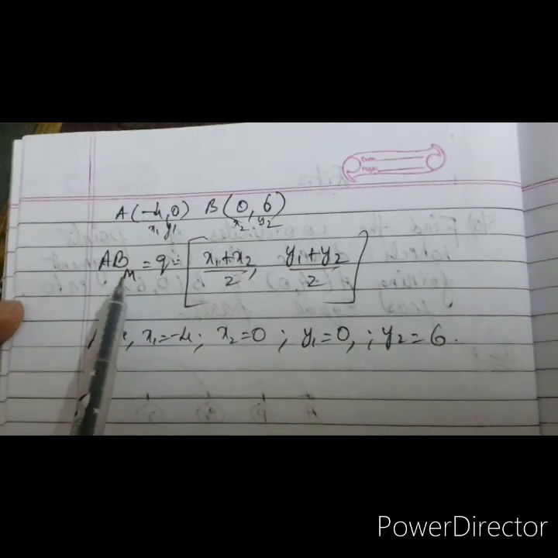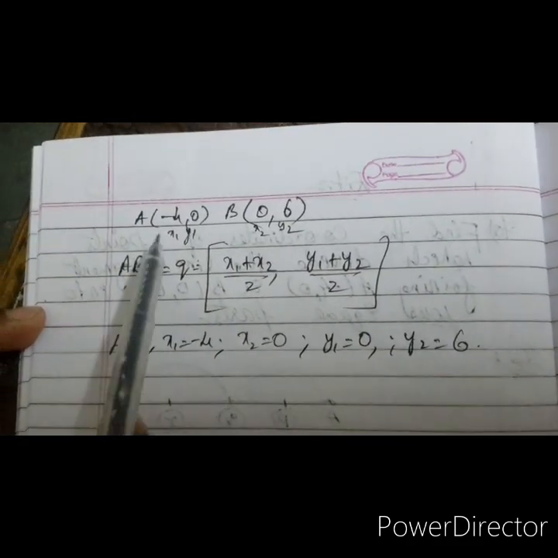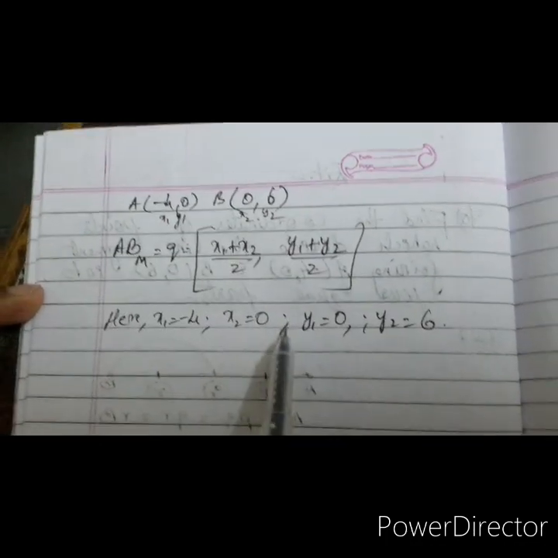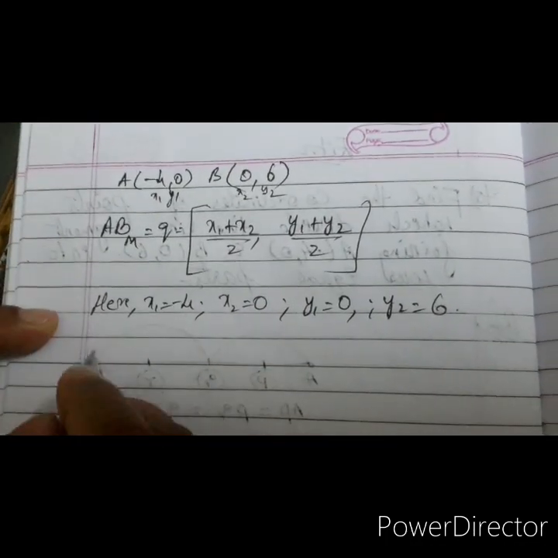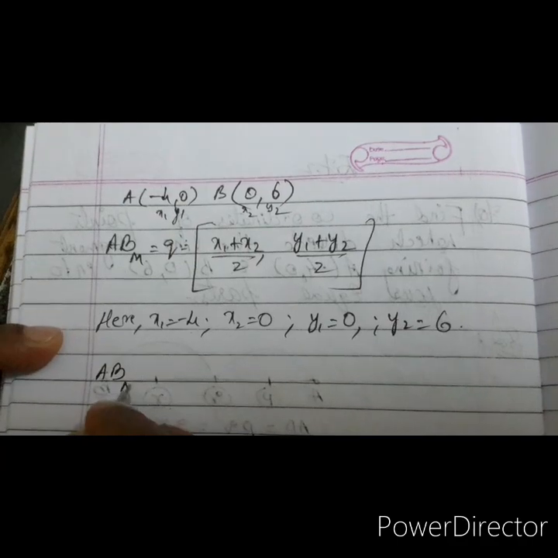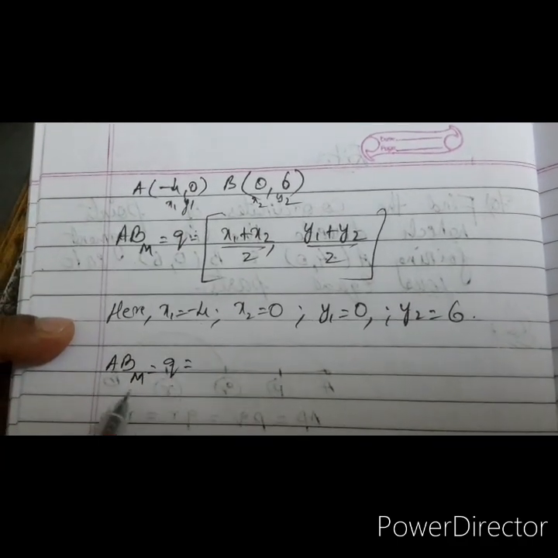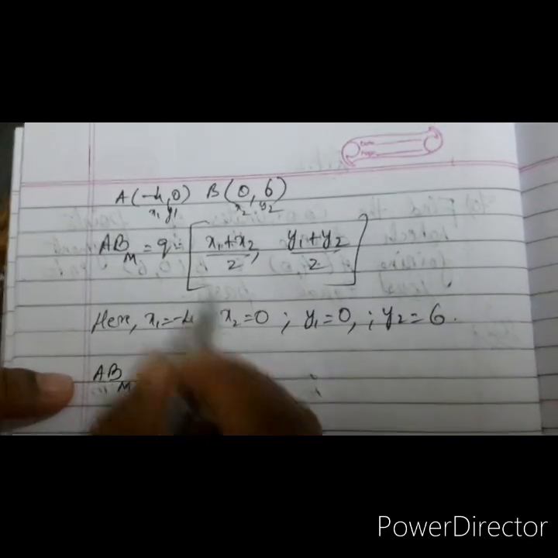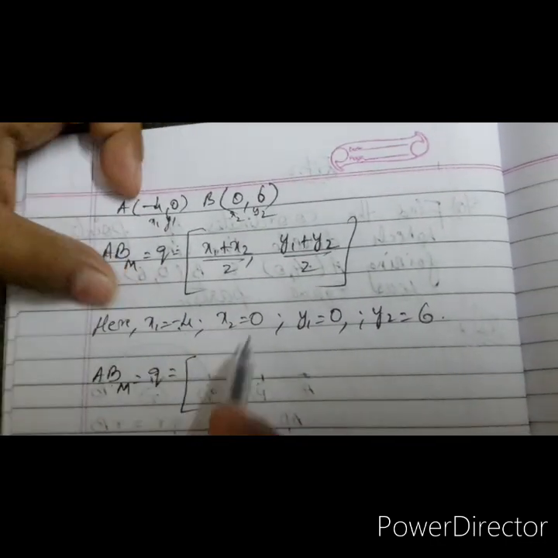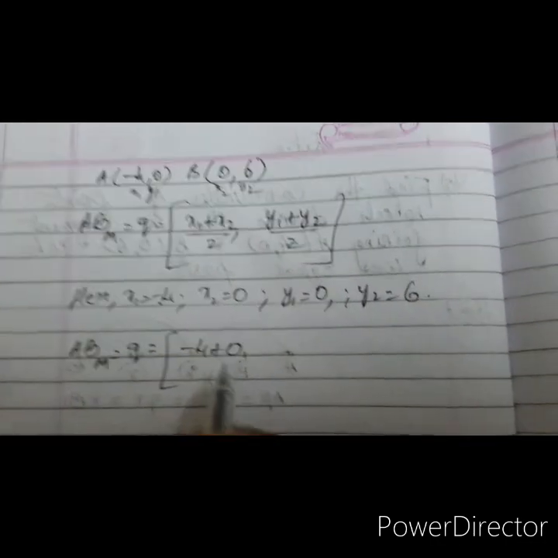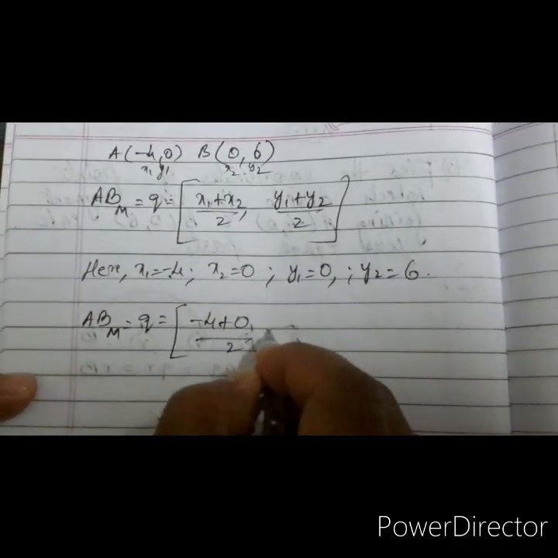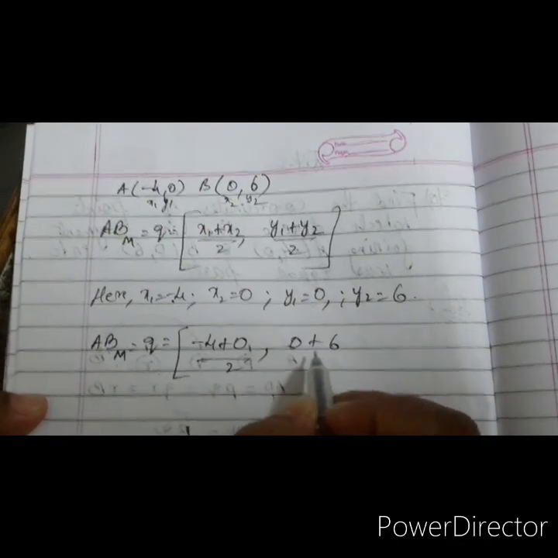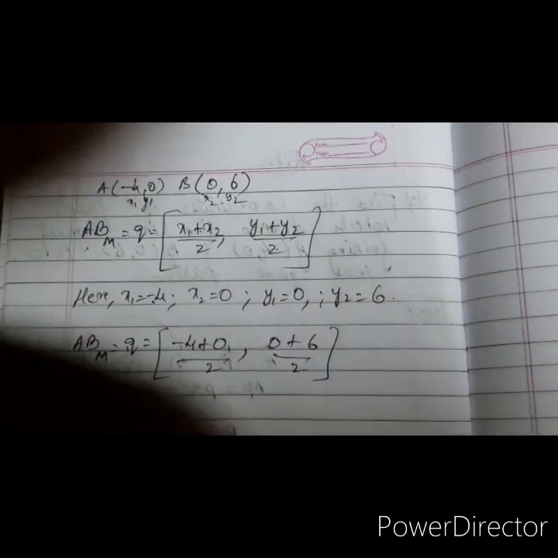As I said just now, here x1 is -4, x2 is 0, y1 is 0, y2 is 6. Substitute these values here. Please look at it very carefully. Q is the midpoint of AB. Substitute (x1 + x2)/2, comma, (y1 + y2)/2. x1 is -4 plus 0 by 2, comma, y1 is 0 plus 6 by 2.